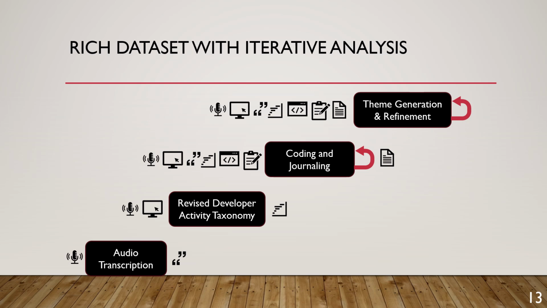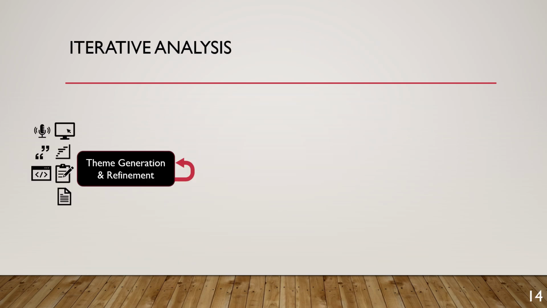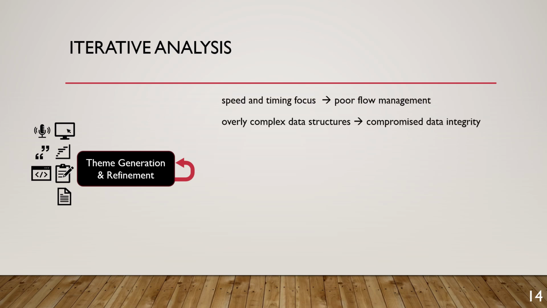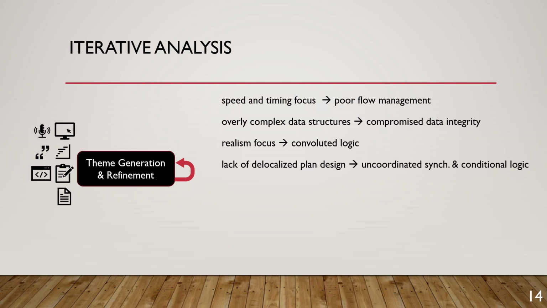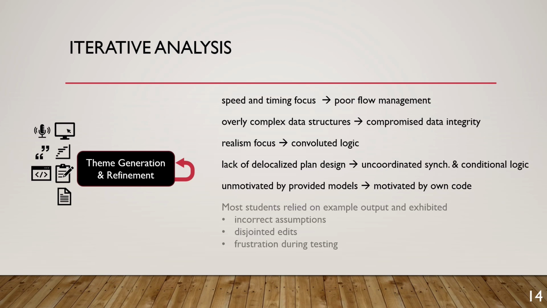So then we could generate and refine themes that describe how aspects of student process impacted their struggles and their solutions. We developed themes relating student behavior to impacts on the process and submissions. We found a focus on speed and timing led to poor flow management. The use of overly complex data structures compromised the data integrity. A focus on the realism and the analogies led to convoluted logic. A lack of delocalized plan design led to uncoordinated synchronization and conditional logic. And then students were not motivated to use the provided models, they were rather motivated by their own code.